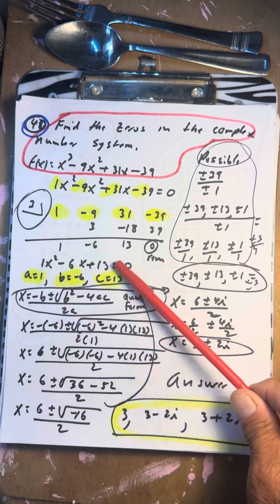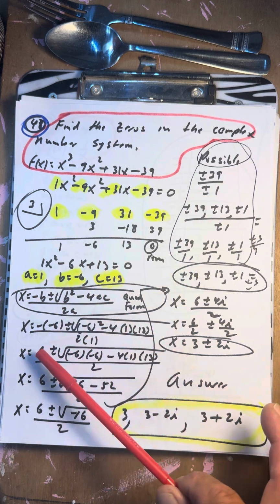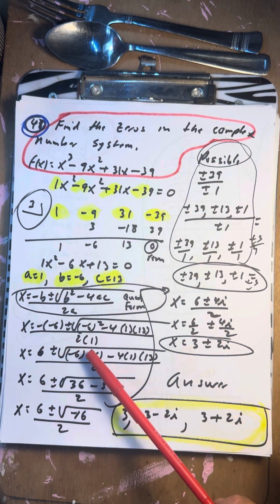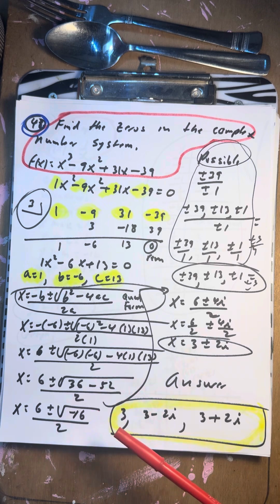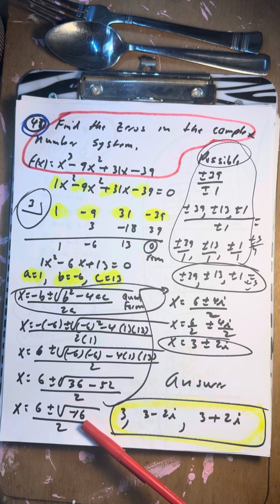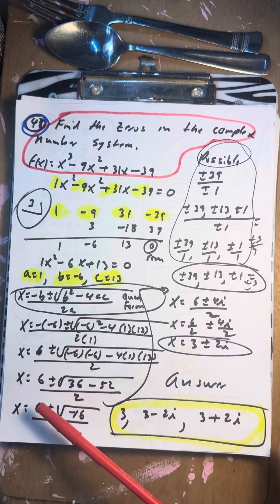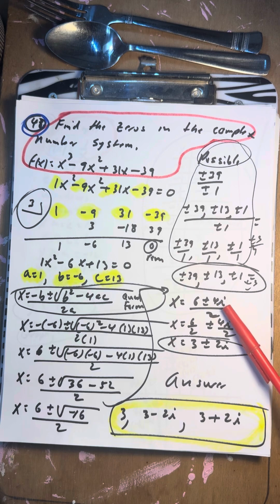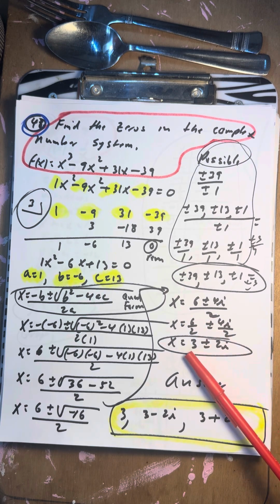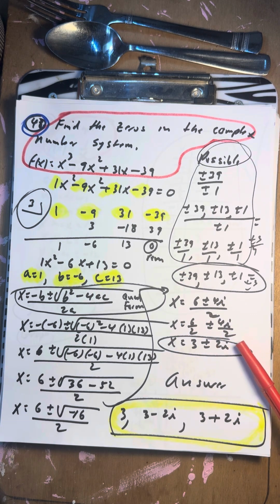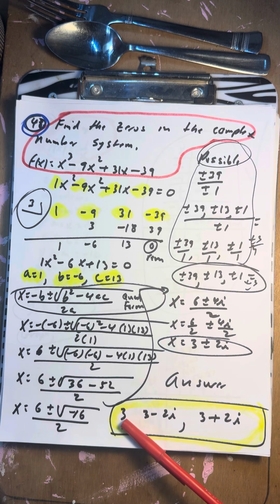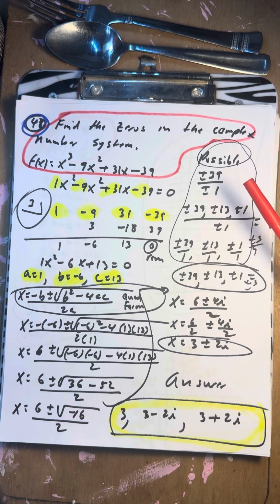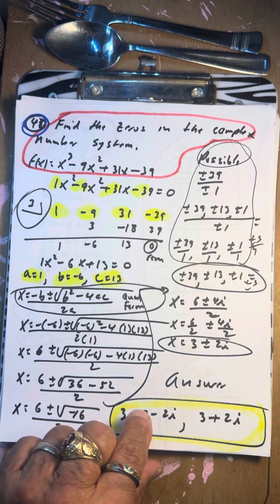So now ABC, quadratic formula, set it up. So we have plus or minus 6, negative 6, negative 6, 36 minus 52. That's going to be a negative 16. Again, that's complex numbers, so that's going to be 4i right here. So 6 plus or minus 4i over 2, divided by 2, so 3 plus or minus 2i. That's it. So we have 3 minus 2i, 3 plus 2i. Yes. Look at the last number, the first number, all the factors.